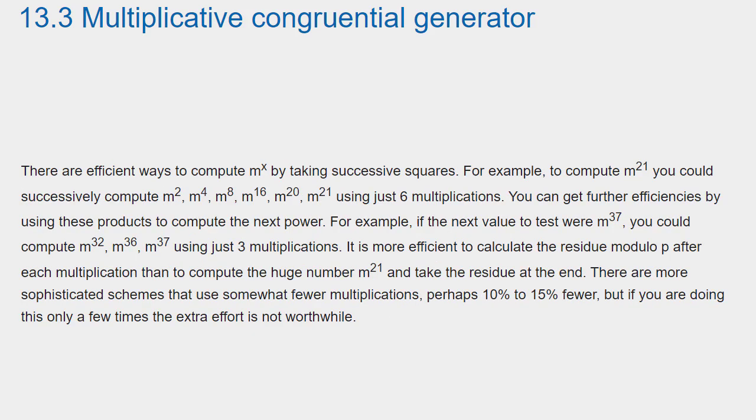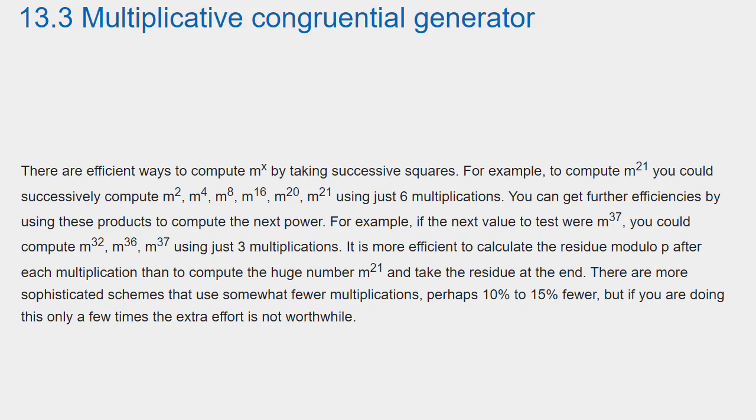There are efficient ways to compute m to the power of x by taking successive squares. For example, to compute m to the power of 21, you could successively compute m squared, m to the power 4, m to the power 8, m to the power 16, m to the power 20, m to the power 21, using just 6 multiplications. You can get further efficiencies by using these products to compute the next power. For example, if the next value to test were m to the power 37, you could compute m to the power 32, m to the power 36, m to the power 37, using just 3 multiplications.